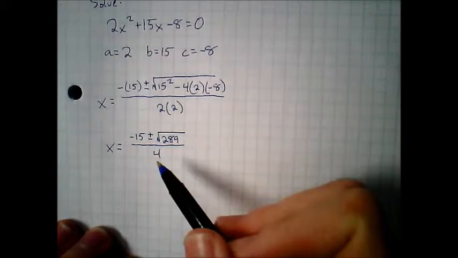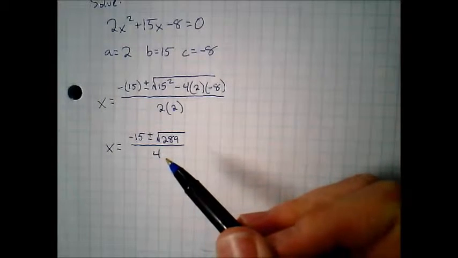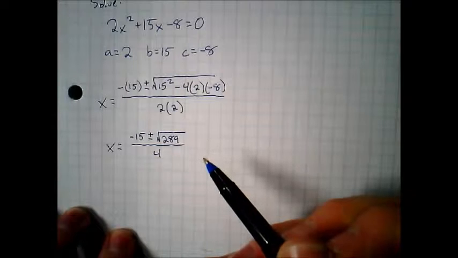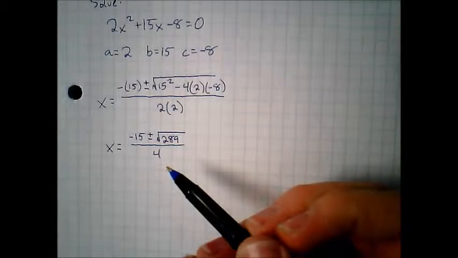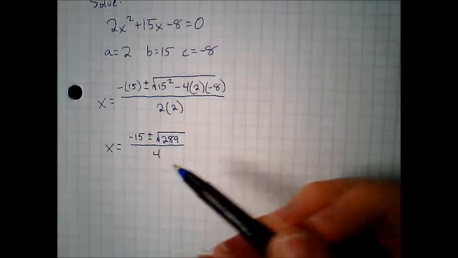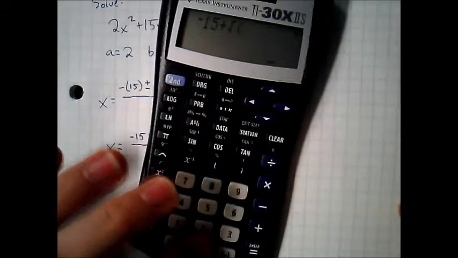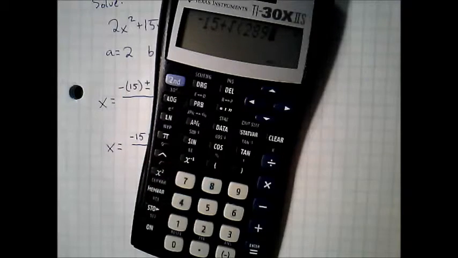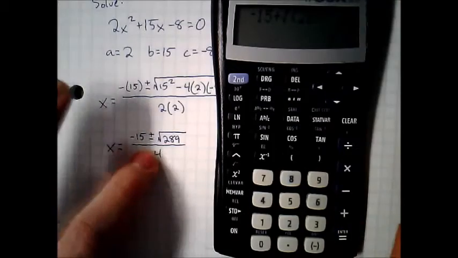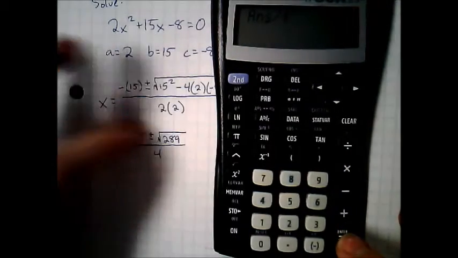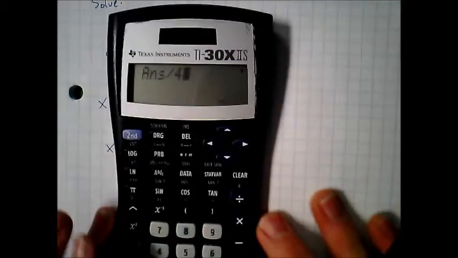Okay, so this looks a little bit simpler, and this is what's easier to type into your calculator. So what we do is we do negative 15 plus the square root of 289, hit equals, and then divide by 4. So let's do that. Negative 15 plus, now the square root is second x squared, 289. So this is what we type in. We hit equals, and we get 2, and then we just divide it by 4. We have to hit equals first because order of operations says we have to do the numerator before we do that division. So then we just divide the answer by 4, and we get 0.5.